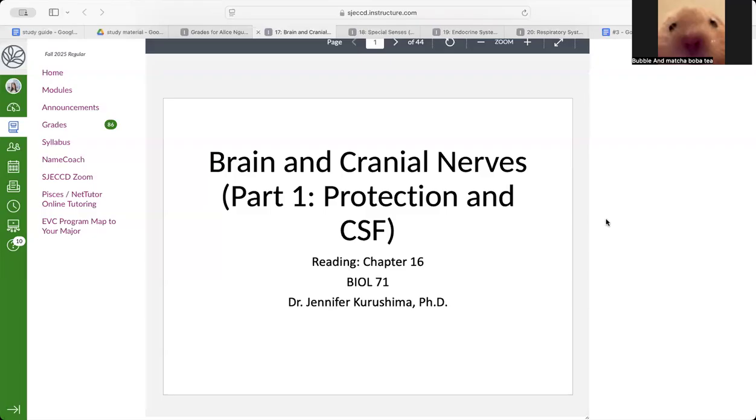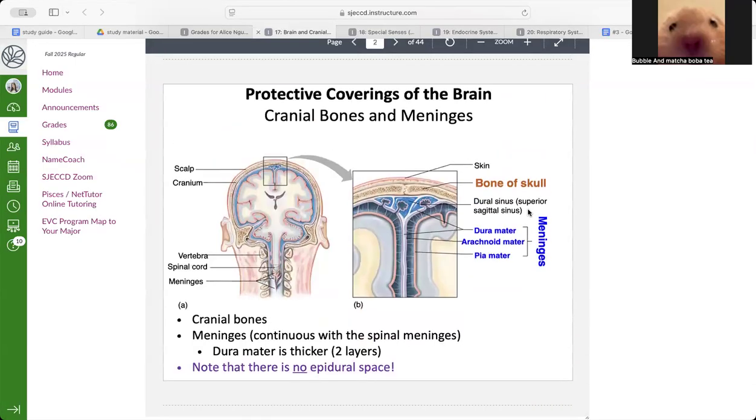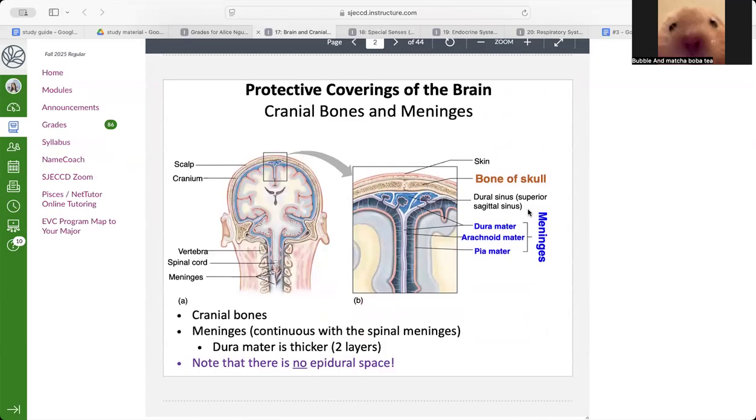Okay, so right now we're gonna go over the brain and the cranial nerves. Your brain is protected by cranial bones on the outside. They have meninges. Meninges are continuous with the spinal meninges and they have the same name. We have the dura mater, which is the most superficial of the meninges.